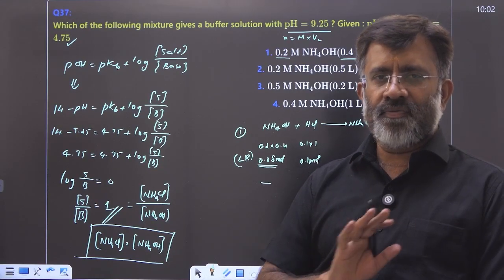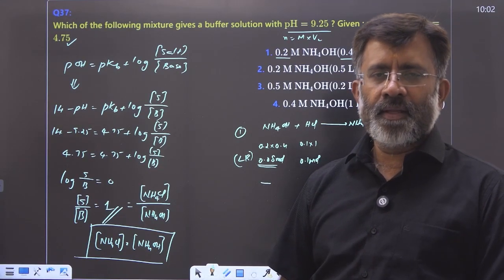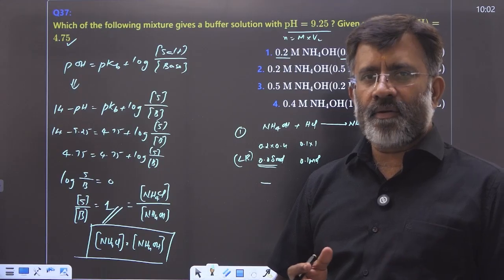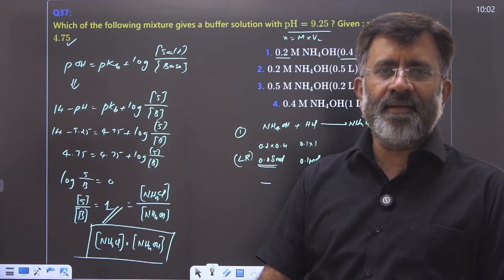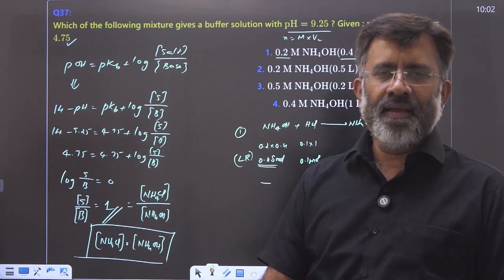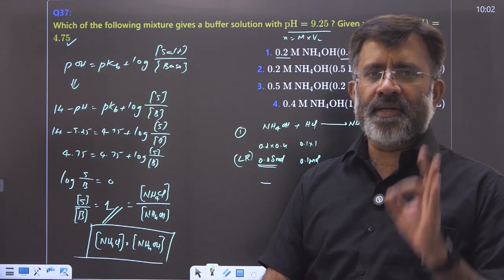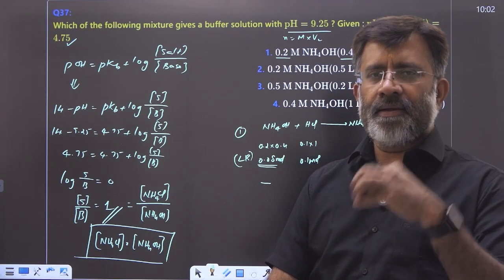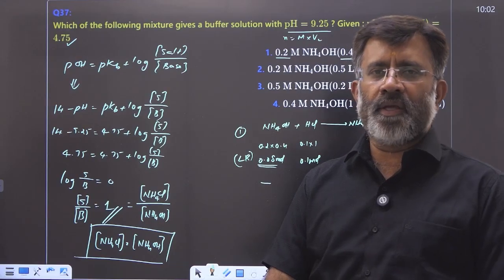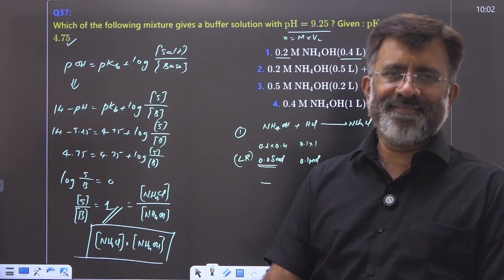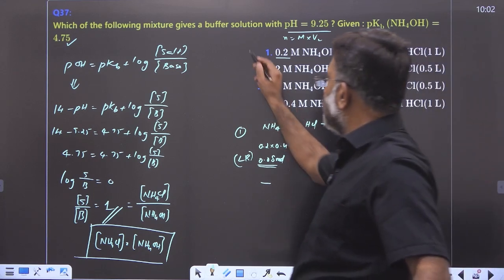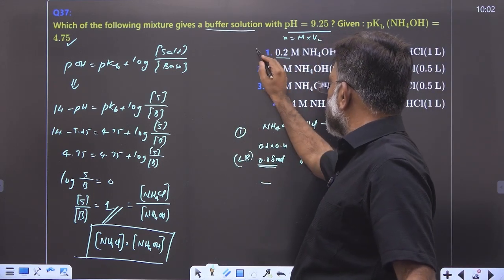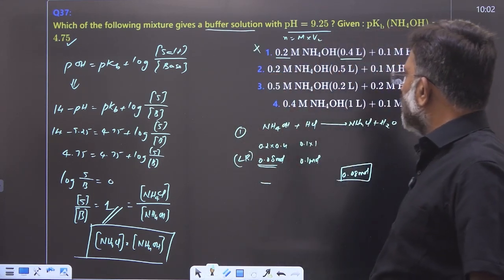The first case is not a buffer, because the entire ammonium hydroxide has been neutralized. Ammonium hydroxide is the limiting reactant and it is entirely converted to ammonium chloride. Okay. We want a buffer. In fact, the first choice will not make a buffer.